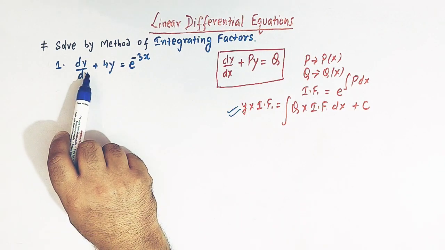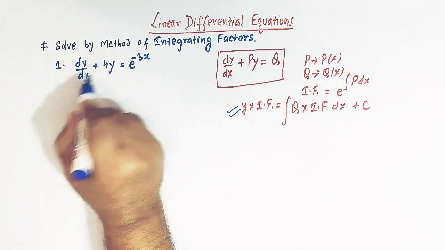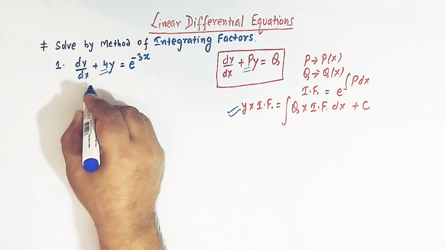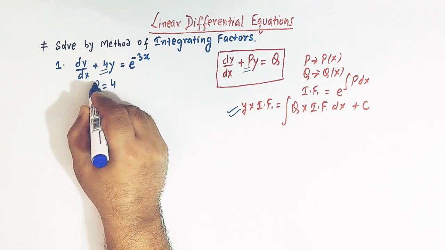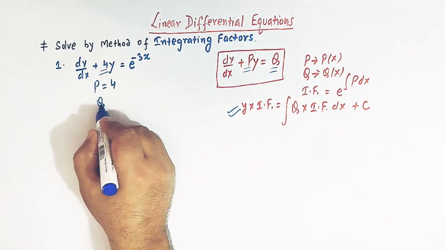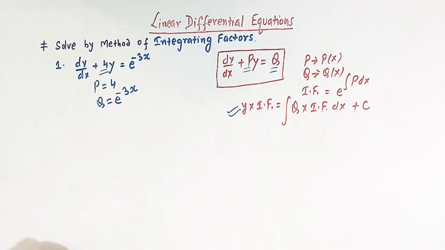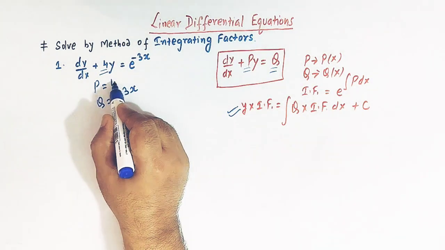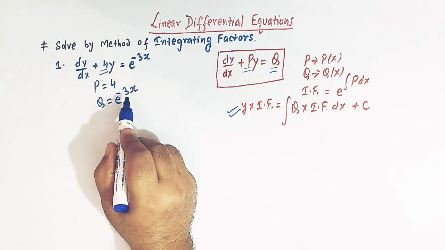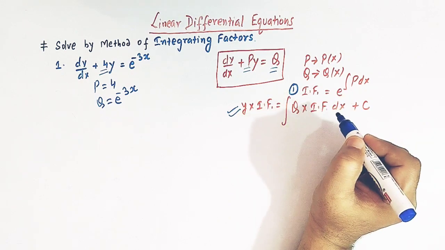So let us compare this equation with this one. Now we see the value of P is 4 and the value of Q is e^(-3x). Here P is a constant and Q is a function of x. So the first step is to find the integrating factor.